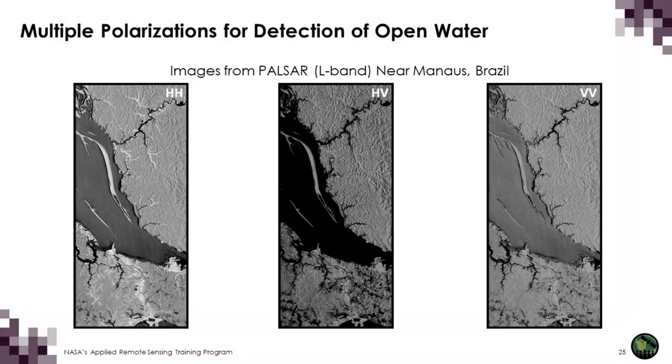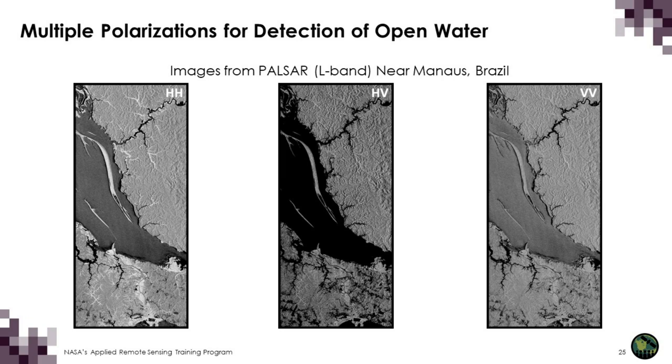So here we have an example of multiple polarizations for detecting open water. This is L-band, and we have HH, HV, and VV. And so HV is the best polarization for detecting open water. Now, the reason for this is because the signal does not depolarize well in open water, right?